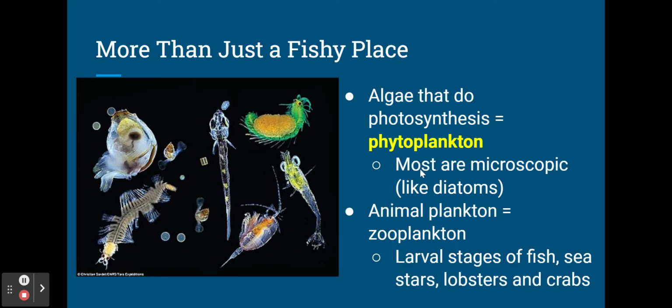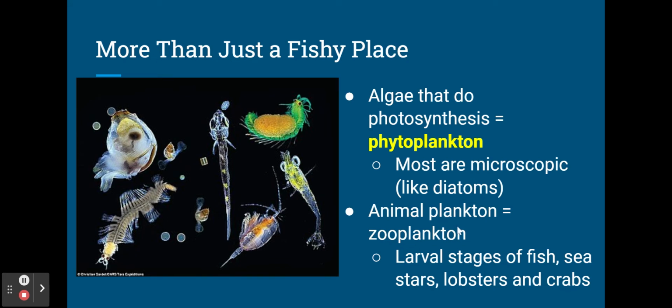So algae that do photosynthesis are what we call phytoplankton, the phyto meaning light. Most of these are microscopic. Some examples are called diatoms. They're really small, you can't see them.